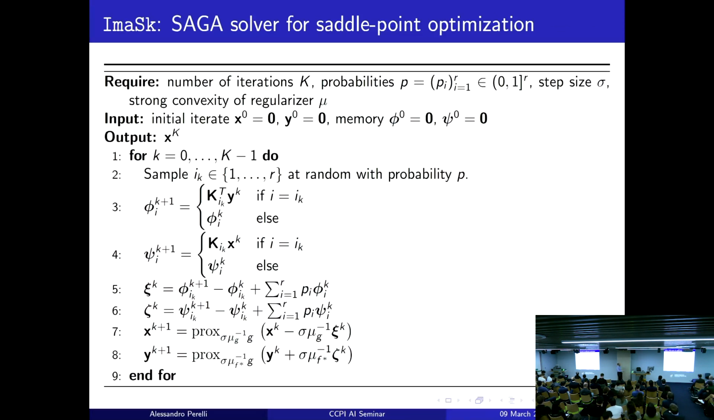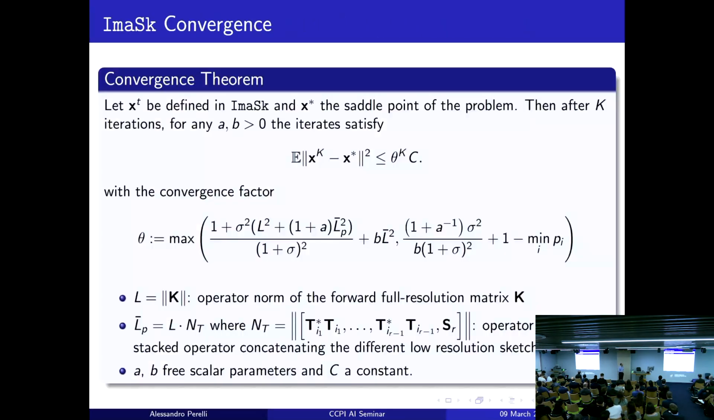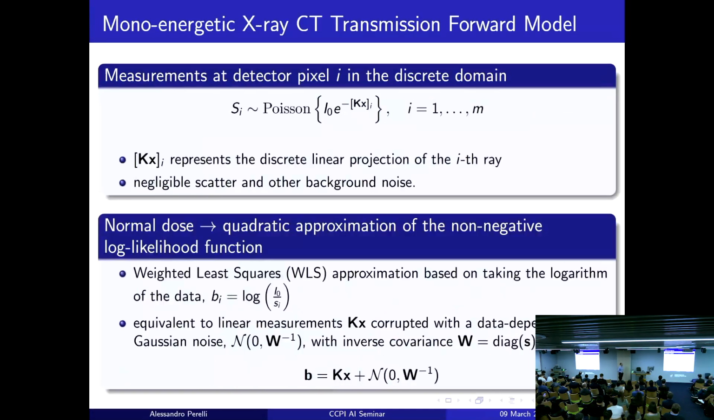Then we apply the proximal operator for G and F star to update the primal X and dual Y variables. We also have convergence. We have this term here, theta, and this is k, the iteration k. Just to say that this term depends on the operator norm of the full operator, essentially your forward model, but also on the Lipschitz constant of the stacked operator of the different low resolution sketches.